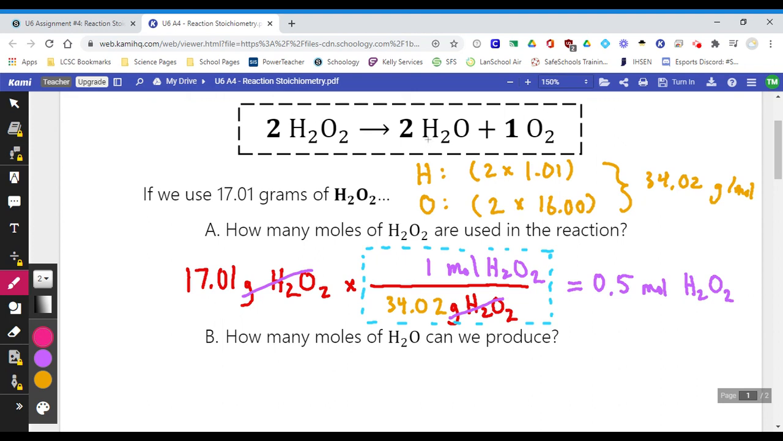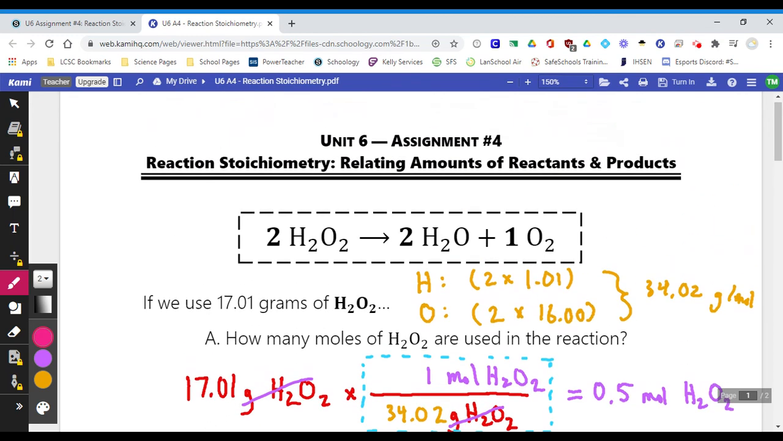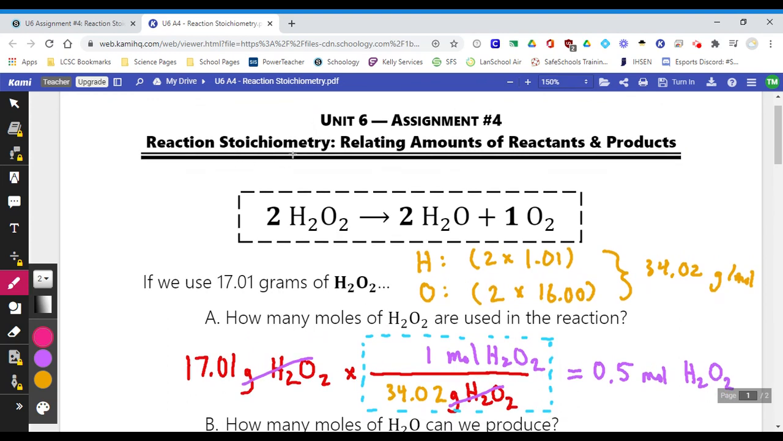Okay, so we're going to have a new kind of conversion added into this, using this relationship in the reaction equation. We call this stoichiometry. It's a big fancy word for unit conversion in a reaction. So stoichiometry is unit conversion in a reaction.